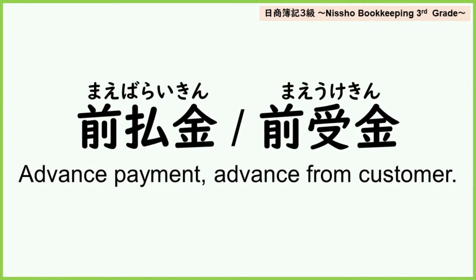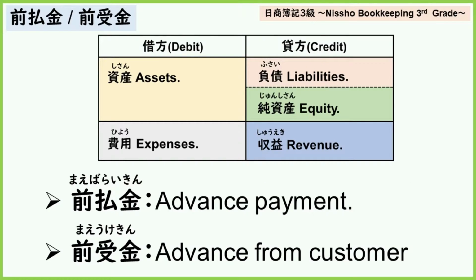The first content. Advance payment, advance from customer. It's easier to understand advance payment from the perspective of the purchaser. When purchasing merchandise, the purchaser may prepay a portion of the payment before receiving the merchandise. This payment grants the right to receive the merchandise later. This is treated as advance payment, treated as assets.